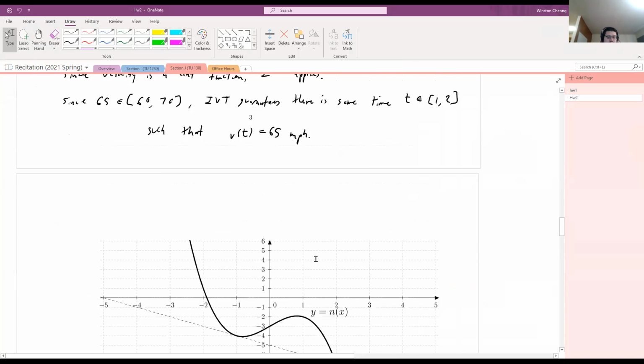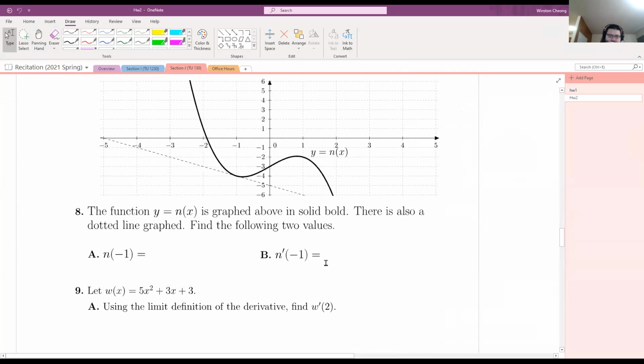Okay. So we left off with number 8. We're given a graph, and we want to calculate these 2 things. We want to calculate n of -1 and n prime of -1. So this is just reading information off of a graph. N of -1 is just going to be the output of the function n. Notice that we're given that n is this function that's in bold. So we want to figure out what the output is at -1. So we plug in -1. We see the output is -4.